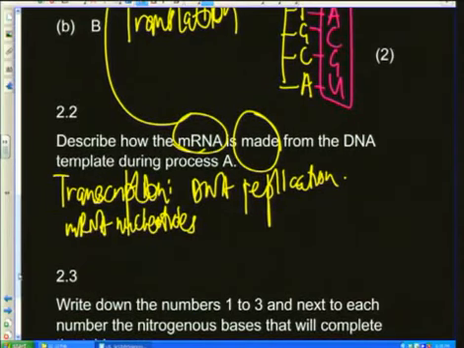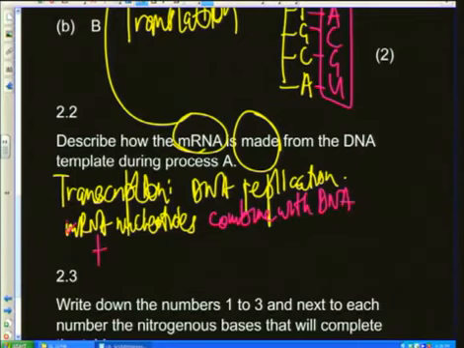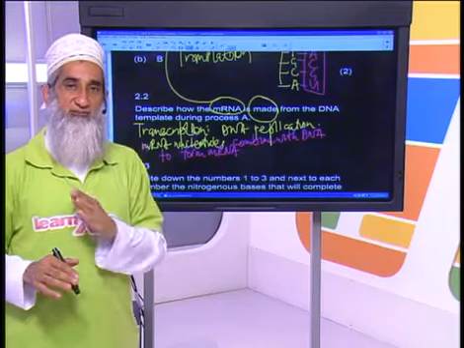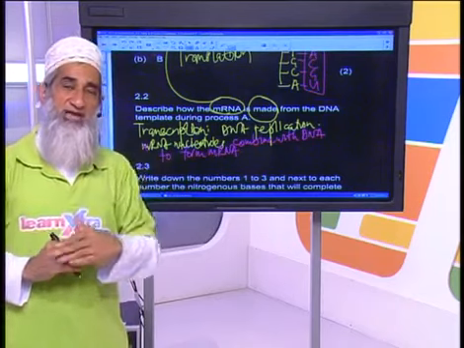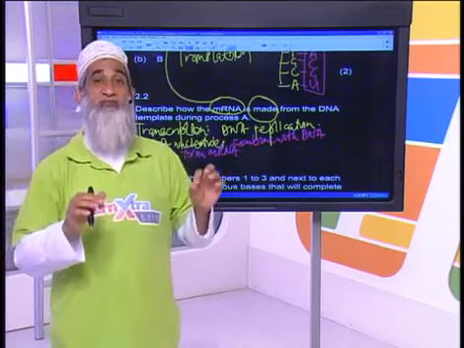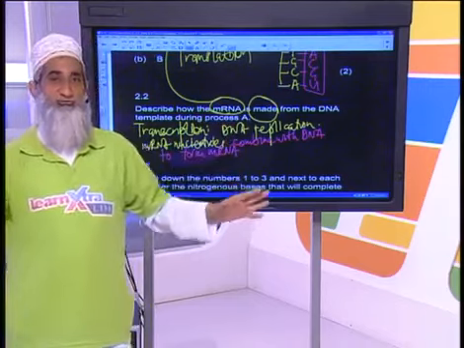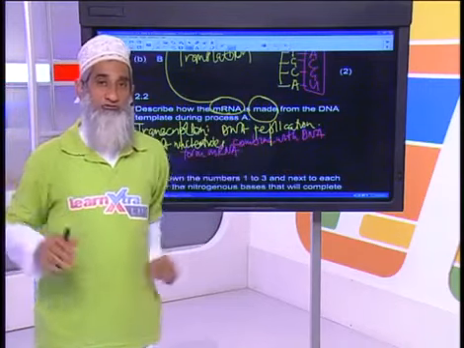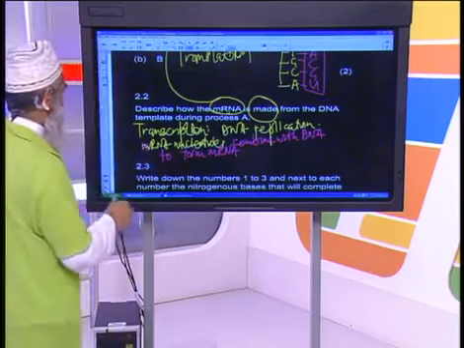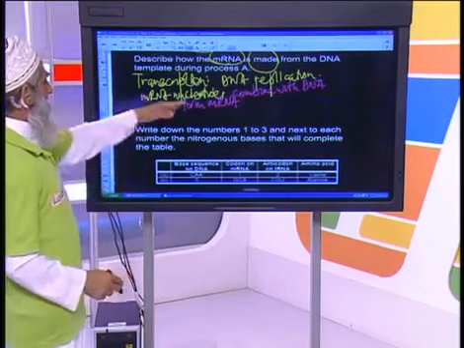The RNA nucleotides combine with DNA to form messenger RNA. This messenger RNA then separates from the DNA molecule, leaves the nucleus and goes to the cytoplasm and becomes attached to the ribosomes, exposing the codons. The codons are the base triplets.